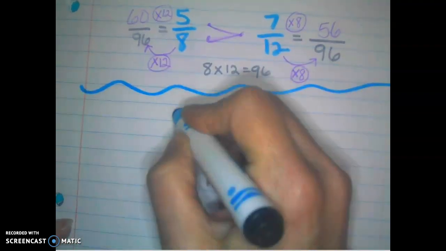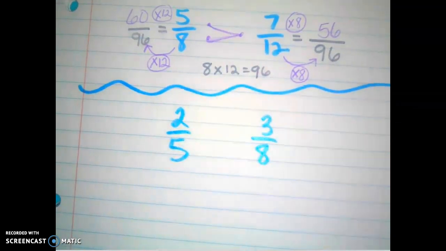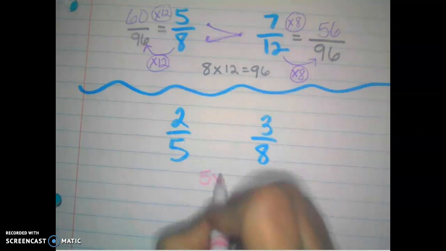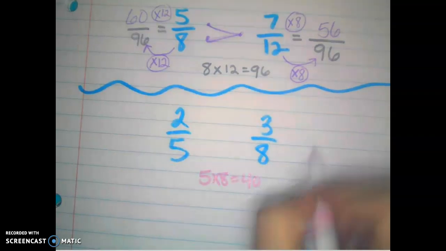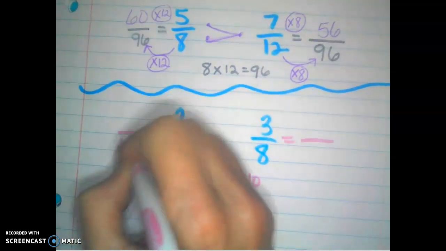Let's look at another one. 2/5 compared with 3/8. We're going to compare the two fractions, 2/5 and 3/8. What is my first step? I'm going to get a common denominator by multiplying. Good. What is 5 times 8? 5 times 8 is 40. So my new denominator is going to be 40. So I'm going to make equivalent fractions with the common denominator of 40.